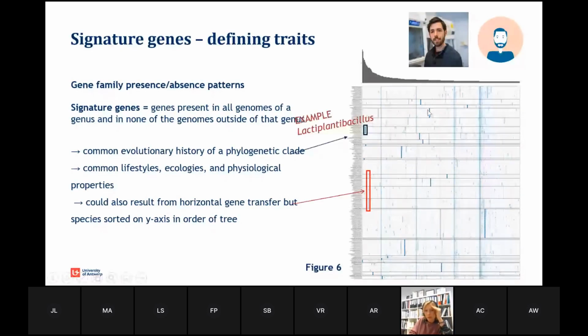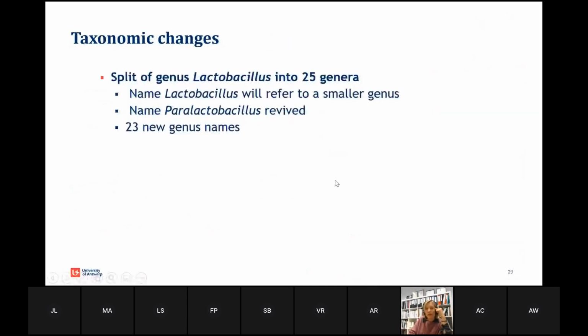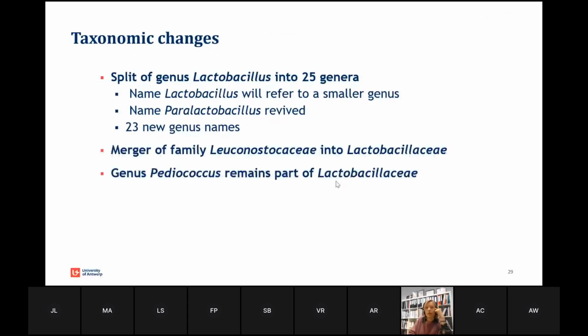For example, all the dark blue columns are examples of signature genes, so they are only present in a certain genus, and we rationalized that they reflect a common evolutionary history or a common lifestyle, while the function of many of these signature genes still needs to be identified. We also agree that some could result from horizontal gene transfer, but we could correct for that by sorting the y-axis in the order of the tree. As a result, we split the Lactobacillus genus into 25 genera, and 23 of them are novel genera.